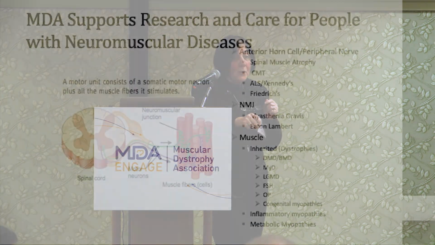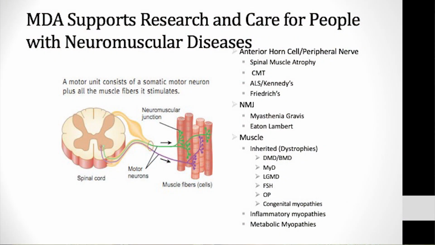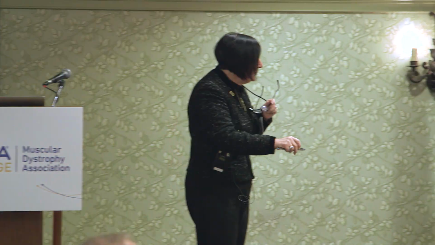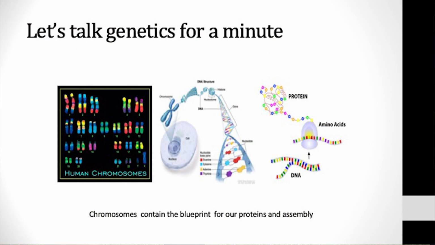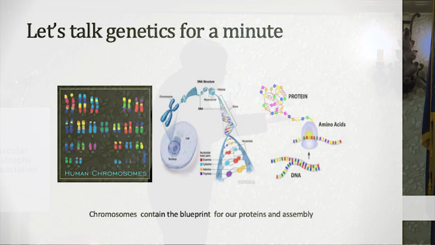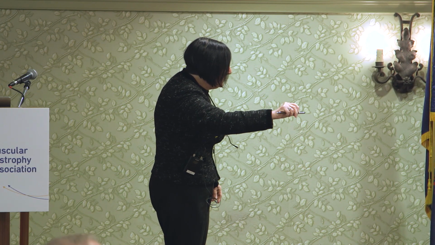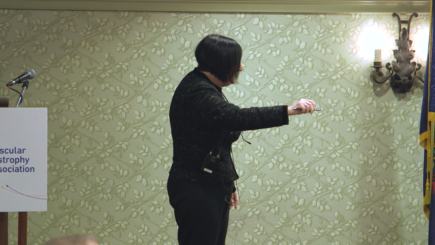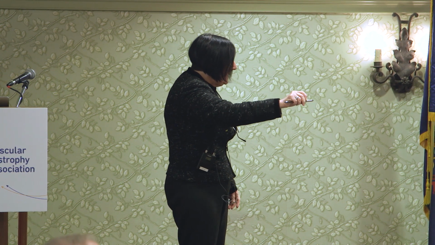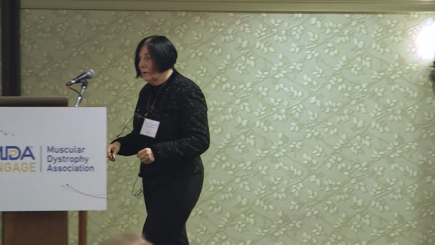But, so MDA covers neuromuscular diseases, which are diseases of what we call the motor unit. The motor unit is the nerve cell as it comes out of the spinal cord and innervates muscle. So MDA covers diseases of that nerve, of the junction between nerve and muscle, and of the muscle. And some of the more common diseases are listed up there.